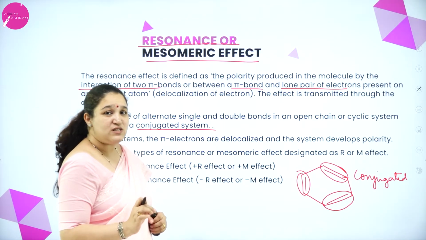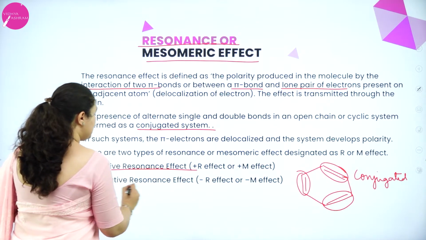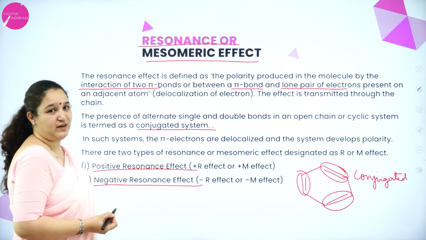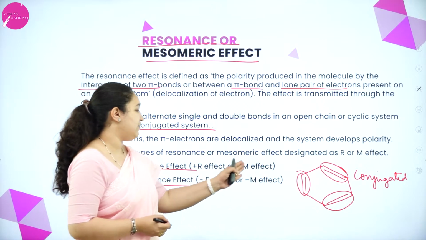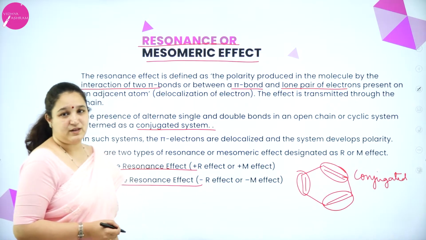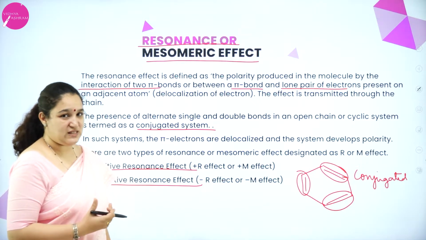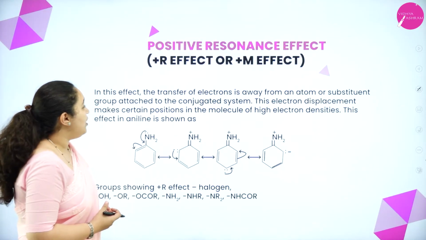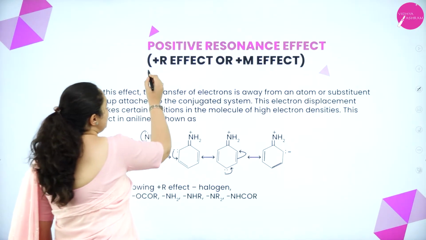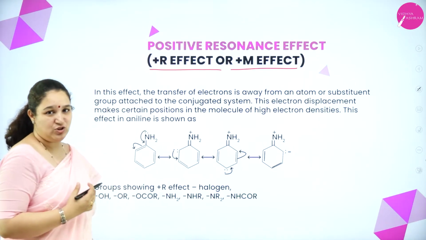Again, resonance effect is of two types. That is positive resonance effect and negative resonance effect. Or I can also call it plus R effect or plus M effect, minus R effect or minus M effect. So we'll understand what these effects are individually with examples. Okay. So positive resonance effect, or plus R effect or plus M effect. What does this actually mean?